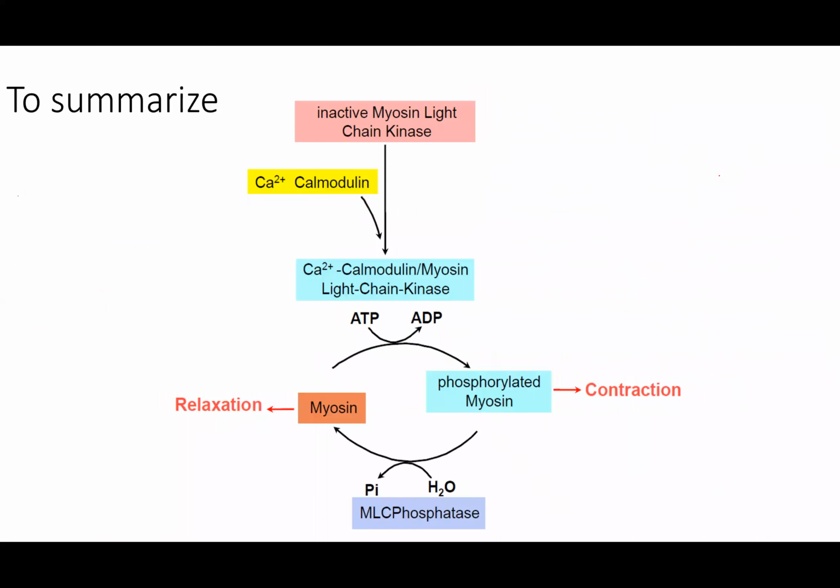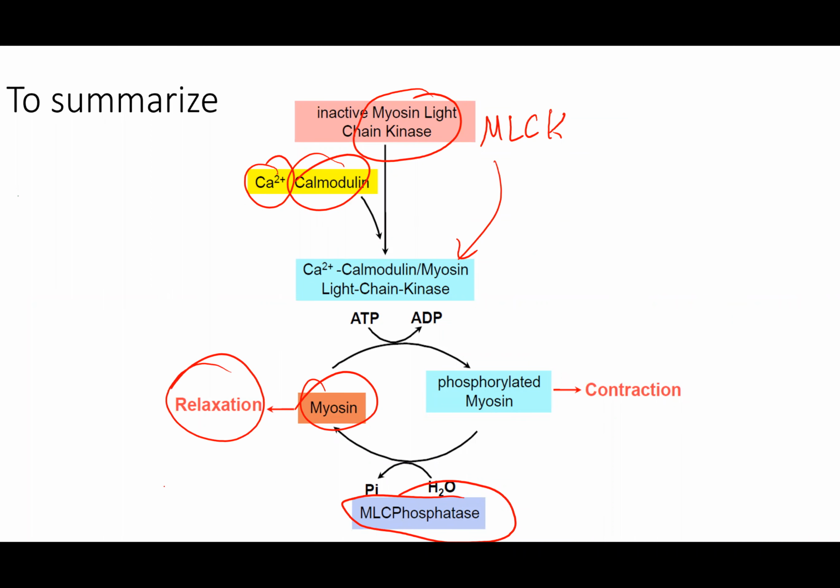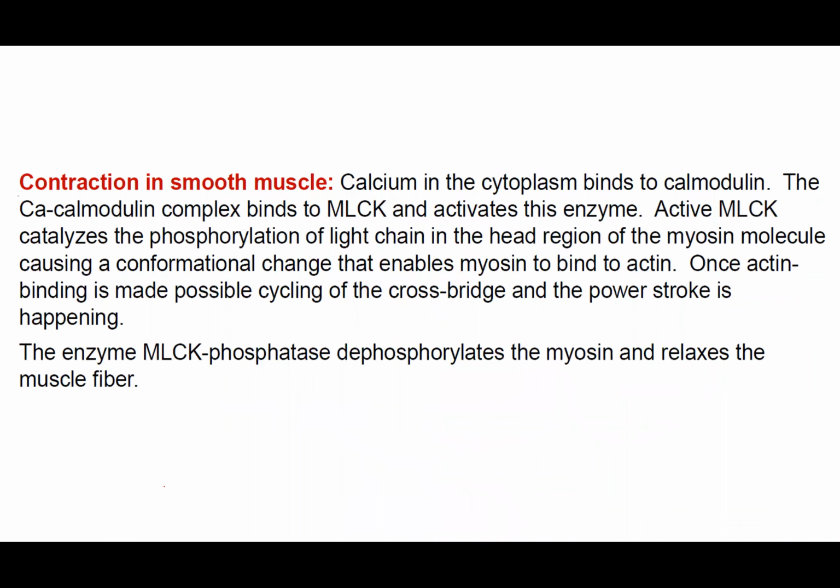So this is just a quick summary. Calcium and calmodulin activate MLCK. This enzyme phosphorylates the myosin, and this causes contraction. And then in order to turn it off, we need MLCP, or myosin light chain phosphatase, to remove the phosphate from myosin. When the phosphate is gone, it causes relaxation. This is just another summary of what I just mentioned off your slide.